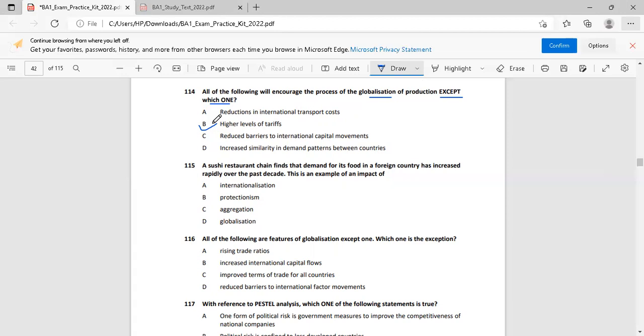A sushi restaurant chain finds that demand for its food in a foreign country has increased rapidly over the past decade. This is an example of an impact of demand for foreign food. Is it internationalization, protectionism, aggregation, or globalization? So which one of them do we go with?